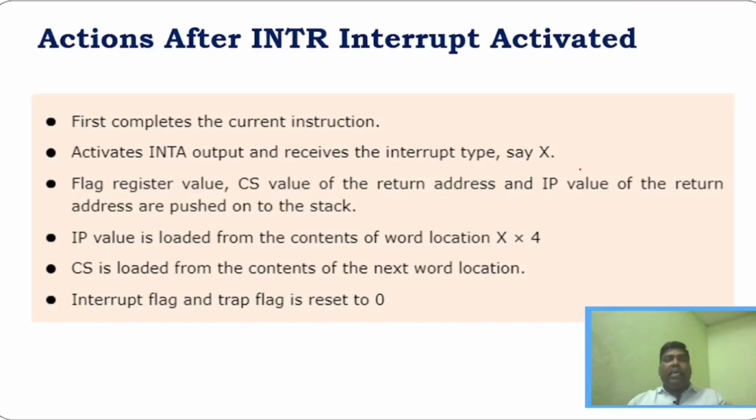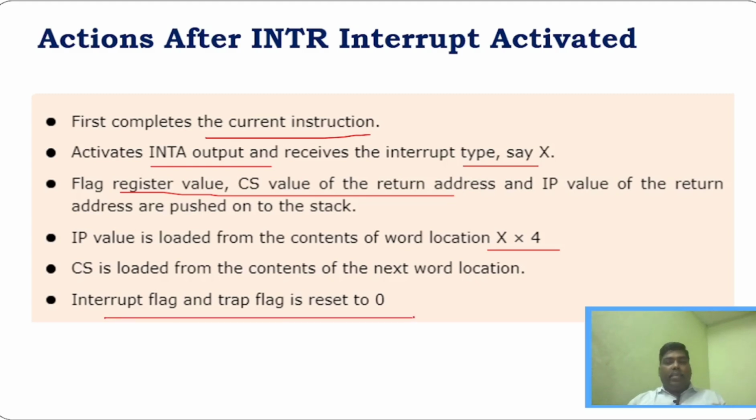So that is also a hardware interrupt, right? The same steps will be followed. It completes the current execution, right, activates INTA, receives the interrupt type, and the flag register, CS value and IP value are pushed, and similarly the ISR. Once it finds out the location, say X, that will be multiplied by 4. That content will be loaded in IP and CS, and similarly the interrupt flag and trap flag will be reset.